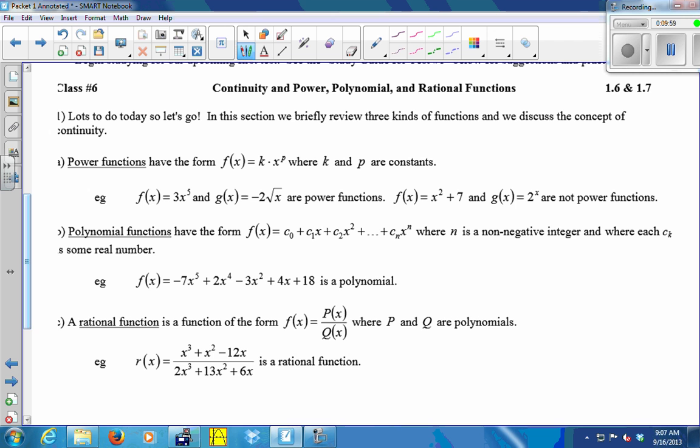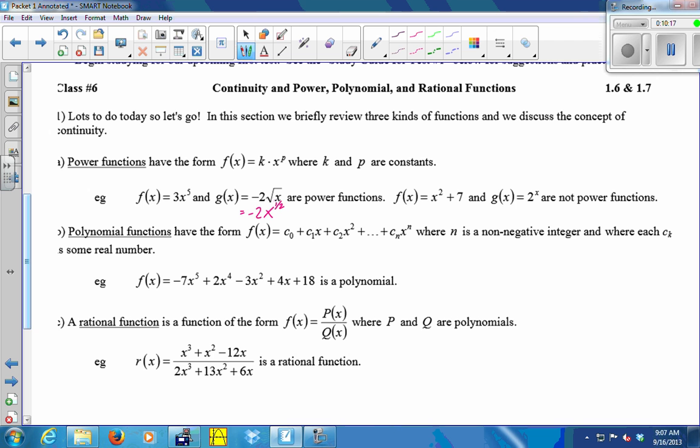So for example, 3x to the fifth is a power function. Negative 2 square root x is a power function. How can I call square root x a power function? Because it's x to the 1/2. So this would be negative 2 x to the 1/2. And now it looks like k times x to the p.